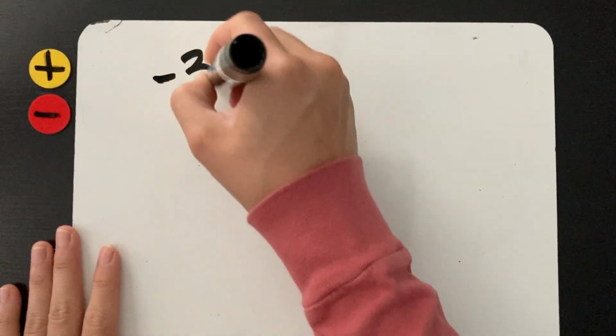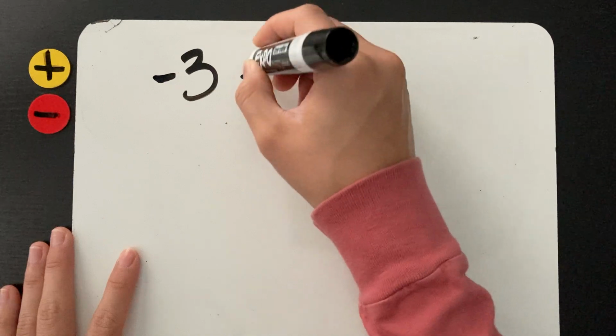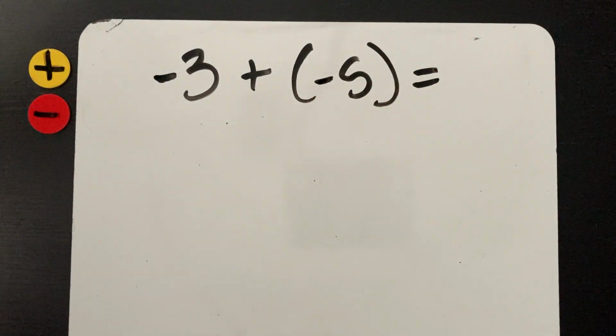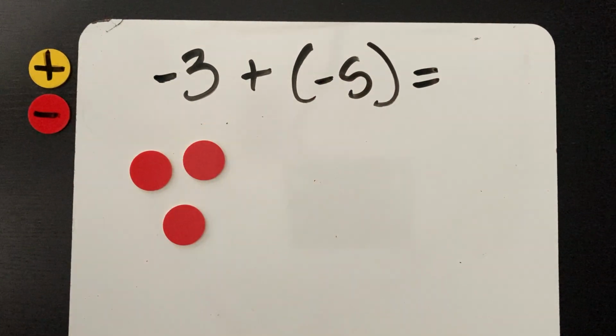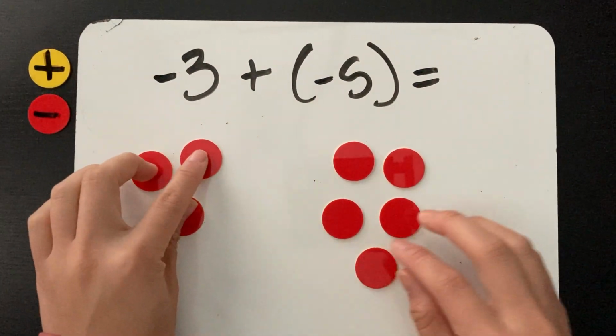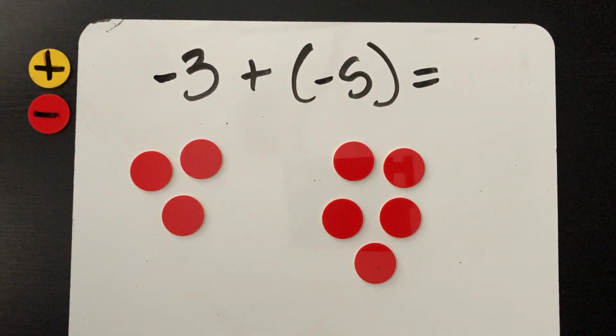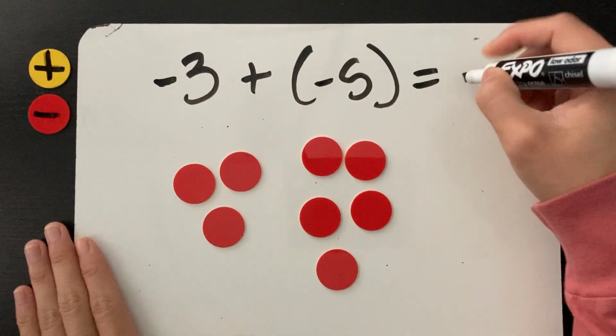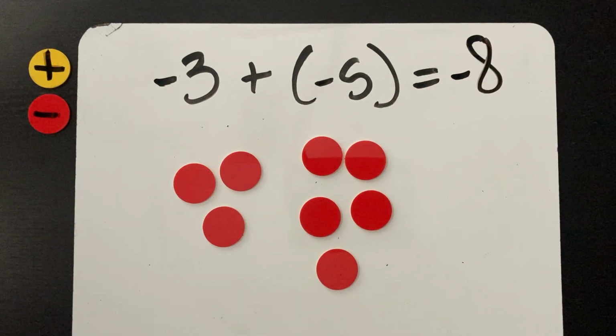Okay, -3 plus a -5, or -3 and -5. I can't make any 0 pairs, so if I have a -3 and I have a -5, altogether I have a -8. So that was our last one with addition with plus counters.